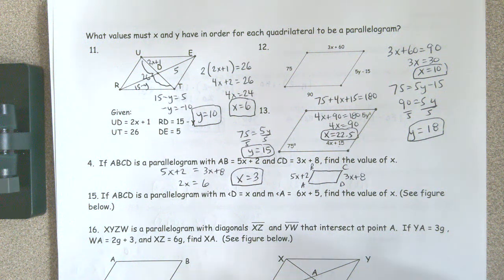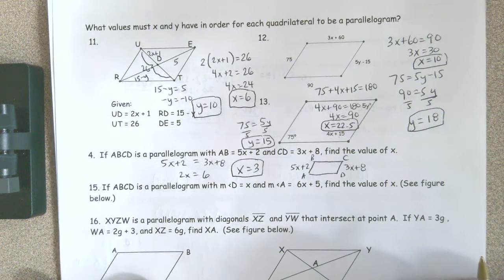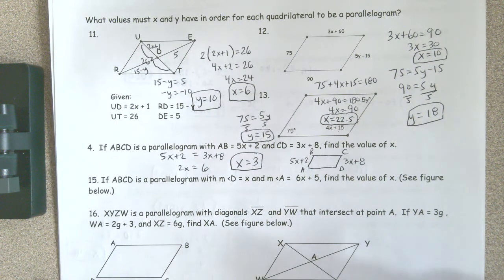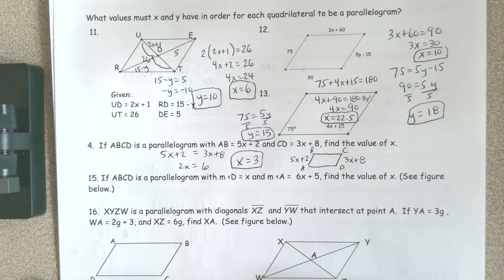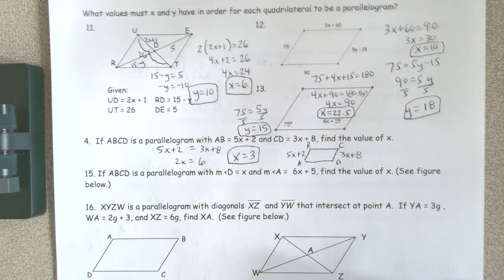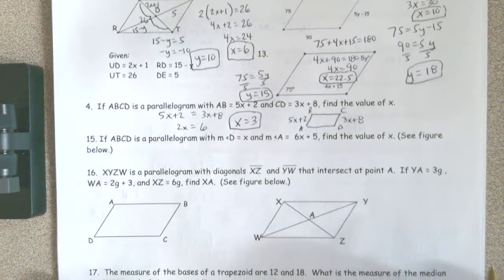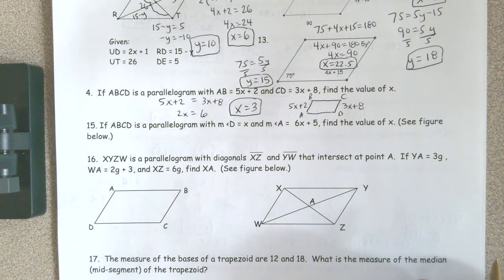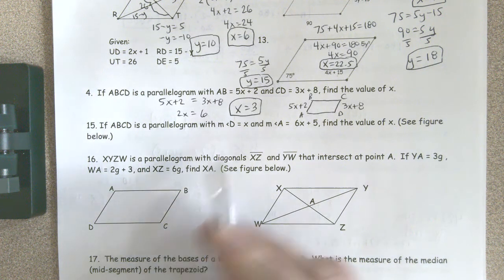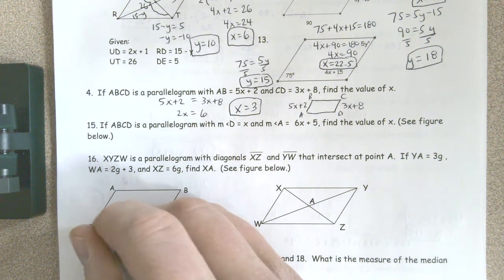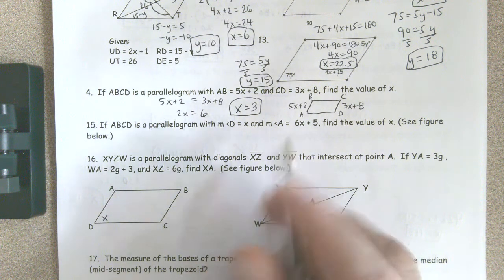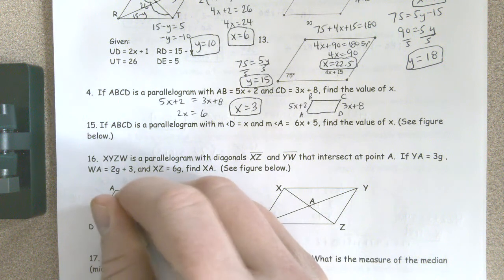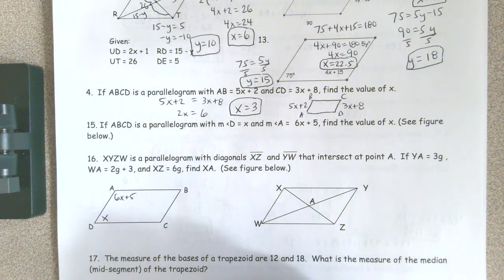Okay, for number 15, it says if ABCD is a parallelogram with angle D equal to X and angle A equal to 6X plus 5, find the value of X. So see the figure below. If we're looking down here at this figure, we've got ABCD right down here. Angle D is equal to X. Angle A is equal to 6X plus 5. And we want to find the value of X.